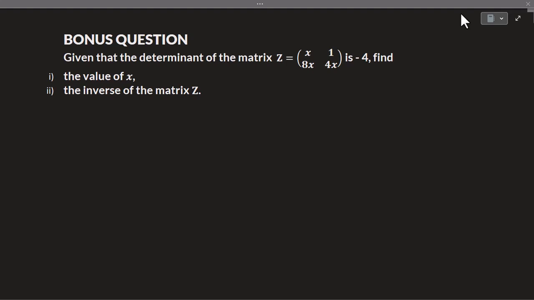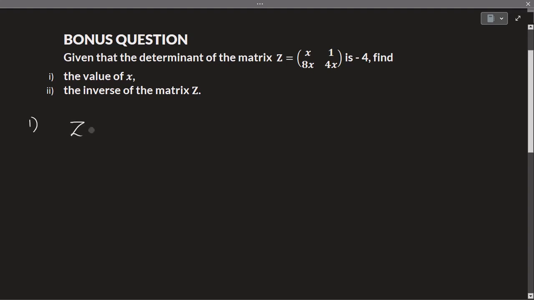In this question here, we're going to also work with some algebra. As you can see, it's not from a past paper question, it's just a question that's made for those people who reach the end. We have a matrix Z in this case. Matrix Z has the elements x, 1, 8x, and 4x. The determinant of this matrix is negative 4, and we're asked to find the value of x, after which we can find the inverse of the matrix Z. Let's start with finding x.